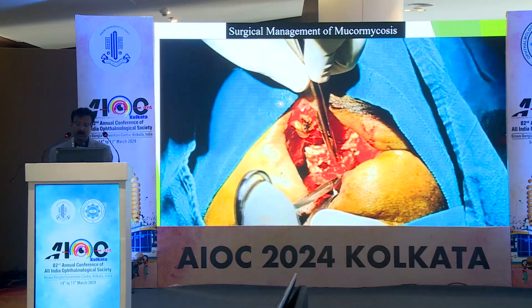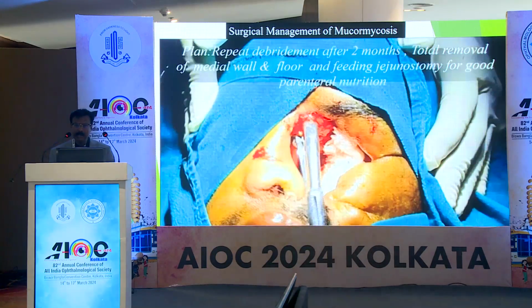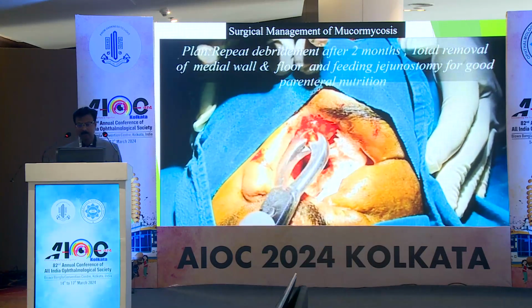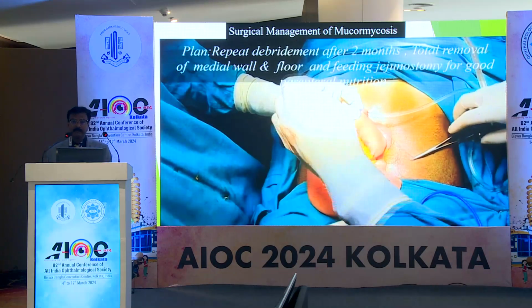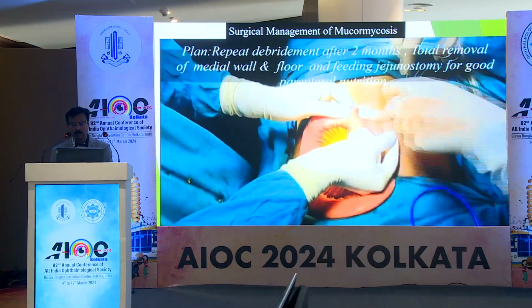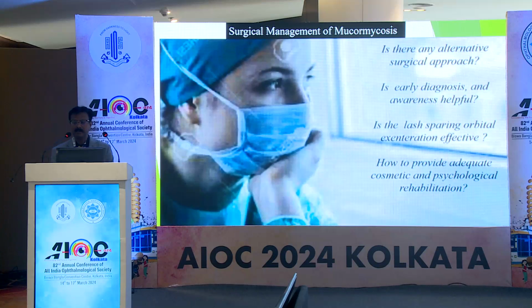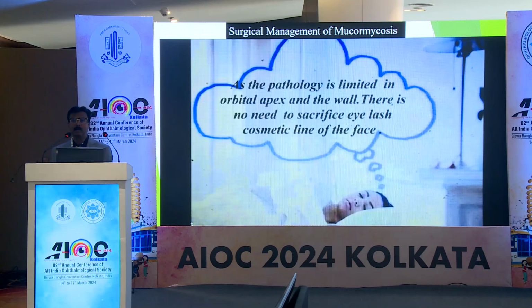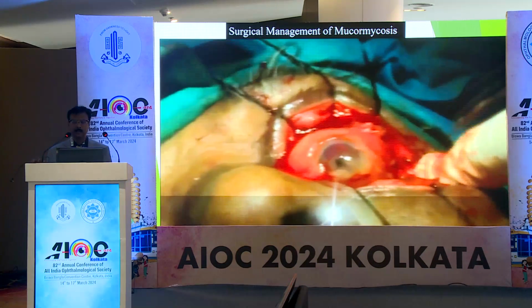Necrosis of the medial wall and inferior wall, done, we debride again. Feeding jejunostomy to be done because of 2 months of parenteral nutrition. Is there any alternative surgical process? Is early diagnosis helpful? Is a lid-sparing orbital exenteration effective? Lid-sparing orbital exenteration is not written anywhere. That time you do, yes, lid-sparing, we can do it.